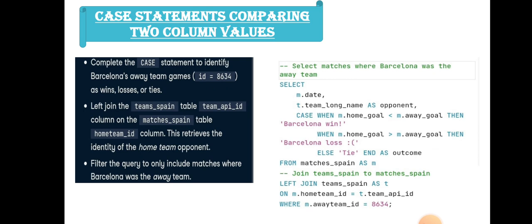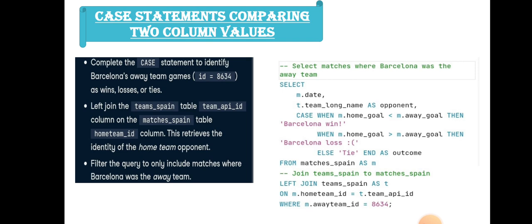Case statements comparing two column values. Complete the case statement to identify Barcelona's away team games, ID 8634, as wins, losses, or ties. Left join the team Spain table team API ID column on the matches Spain table home team ID column. This retrieves the identity of the home team opponent. Then filter the query to only include matches where Barcelona was the away team.